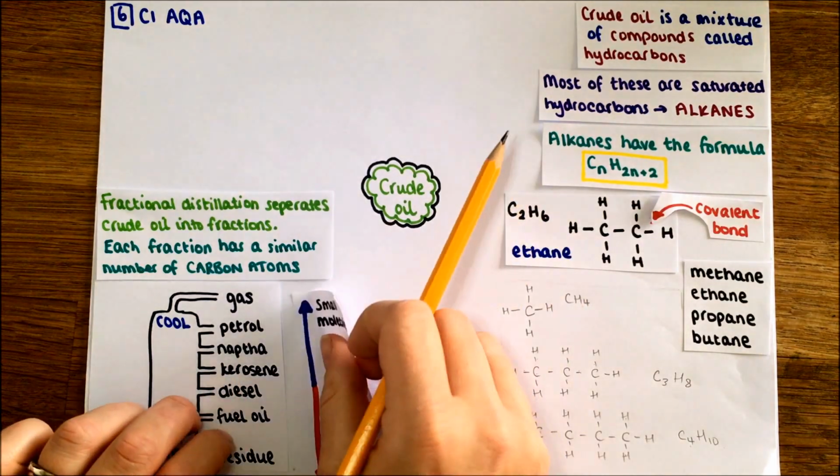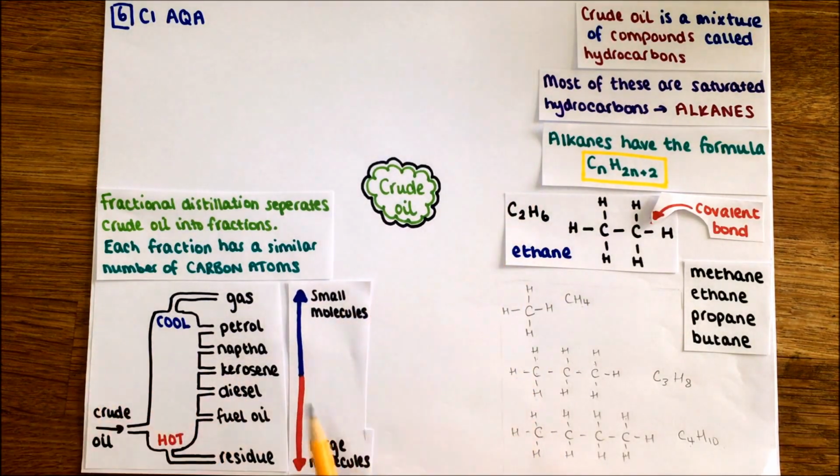So at the top we have the small molecules that turn into a gas at lower temperatures, so your gas, your petrol, naphtha, kerosene, and then towards the bottom you have the larger, longer chain molecules.